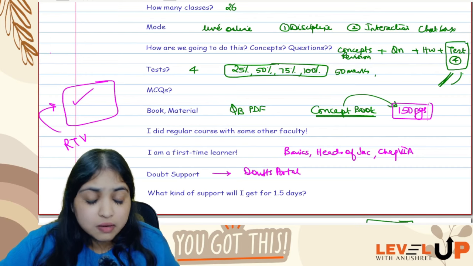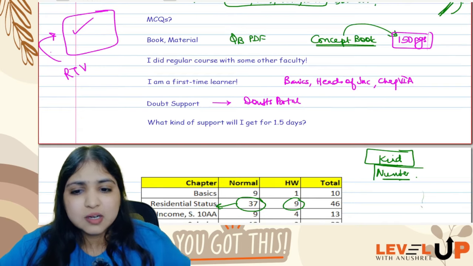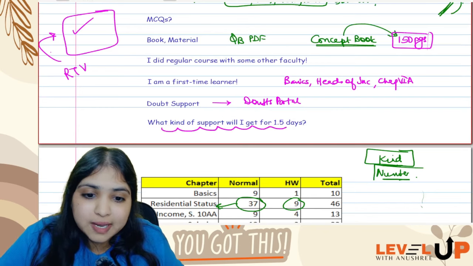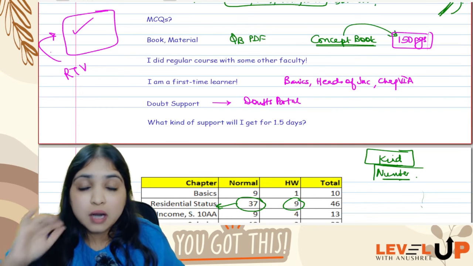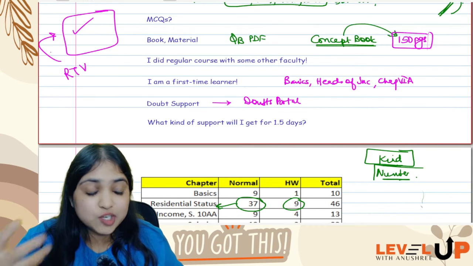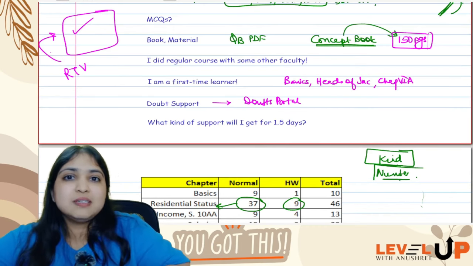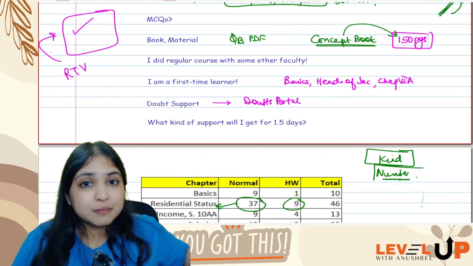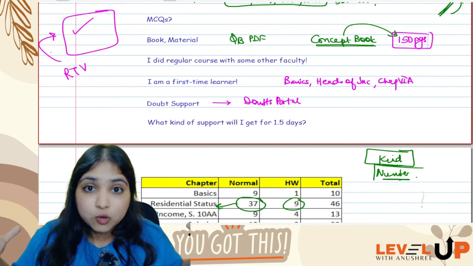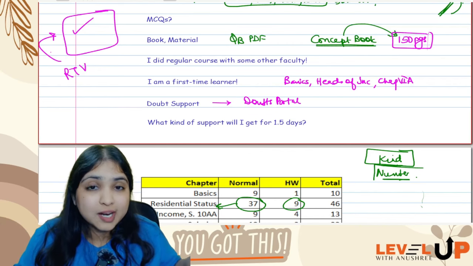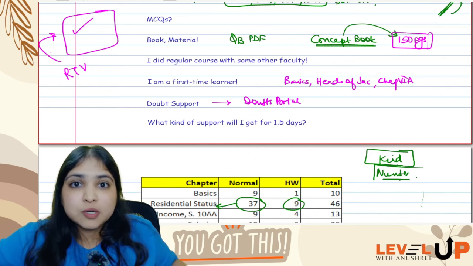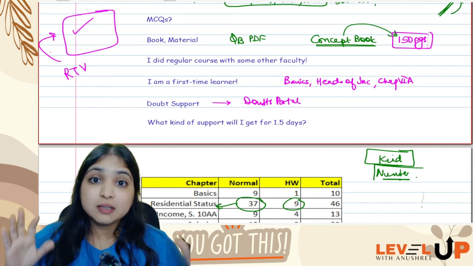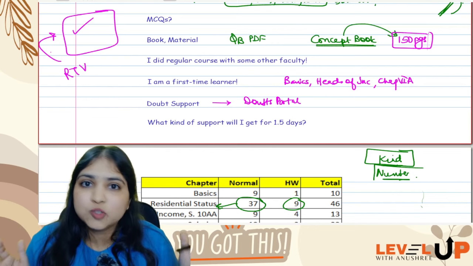Then comes a very crucial question, one which students have stopped asking: what kind of support will I get in those 1.5 days? Always remember, this is something I keep telling students. The 2 months you're going to spend in preparation now, and the 1.5 days before the examination, are both equally important, but both require different strategies. Just because you've done 2 months of solid preparation doesn't mean the 1.5 days will go smooth. They are two totally different ball games altogether.